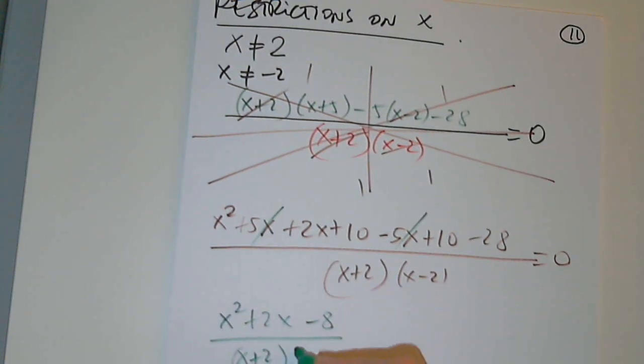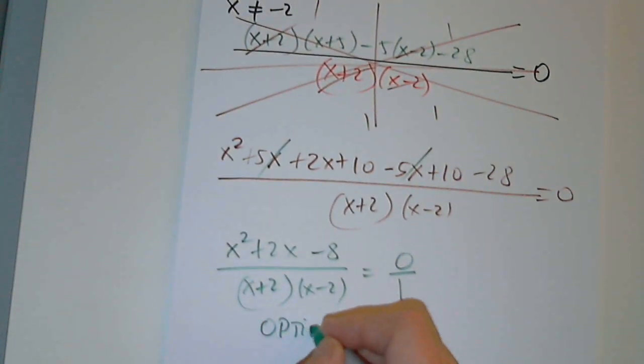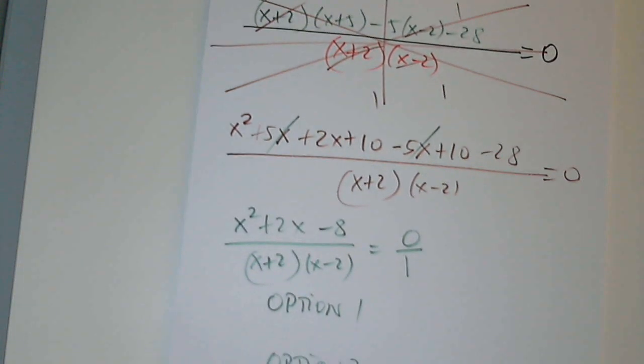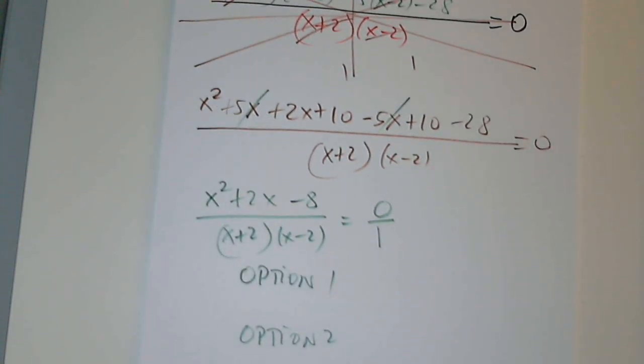Divided by x plus 2, x minus 2 equals 0 or 0 over 1. Option 1, and then option 2. If you have option 3, I accept option 3, and so on and so forth. I'd like to present two options. One elegant option is this. A fraction is 0 when the numerator is 0. If the denominator is 0, we are in trouble. So a fraction is 0 only when the top is 0.